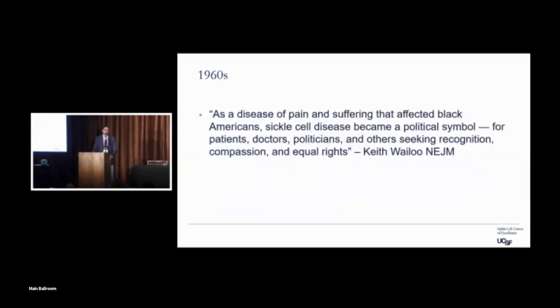There's a sociologist named Keith Wailoo who has written a lot about the history and sociology of sickle cell disease. I recommend reading any of his articles, or his book Dying in the City of Blues, about the history of sickle cell in Memphis, which many of you might have read or heard about. He wrote in an article in the New England Journal a couple of years ago: as a disease of pain and suffering that afflicted Black Americans, sickle cell disease became a political symbol for patients, doctors, politicians, and others seeking recognition, compassion, and equal rights.